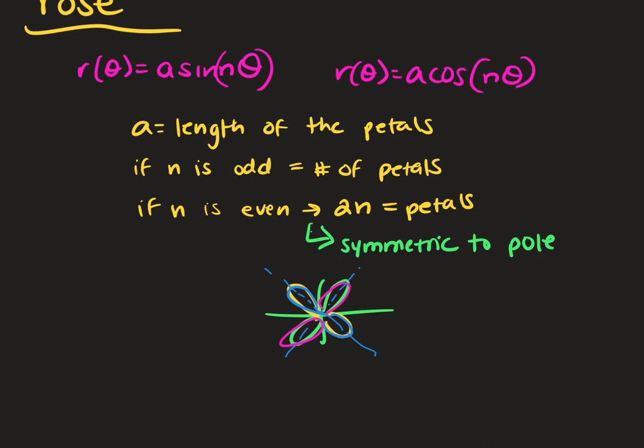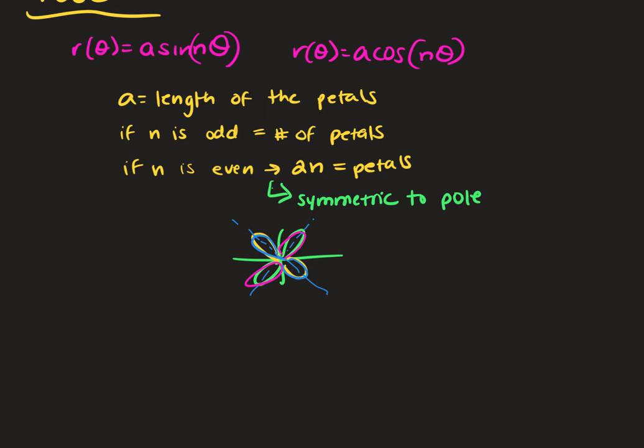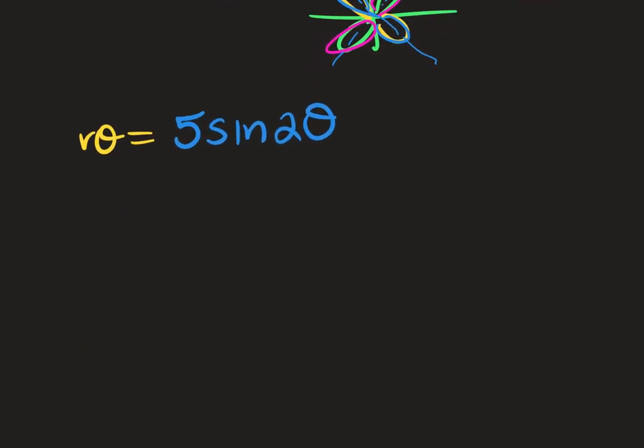So for a rose, I would say this is a rose. It has this many petals. The length of the petal is blank. And then I would find my first petal by setting my equation equal to that petal length. So if I had 5 sine 2 theta, r of theta equals this. Then the first thing I would do is say it's a rose. It has how many petals? 4 petals. Length of each petal? 5. What kind of symmetry?